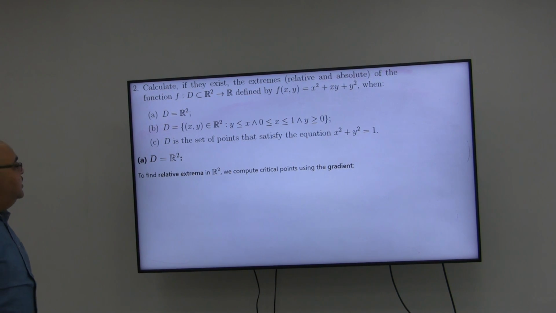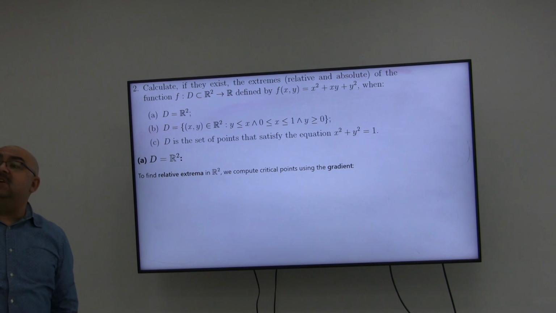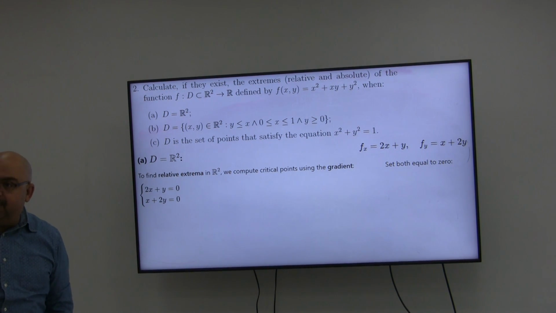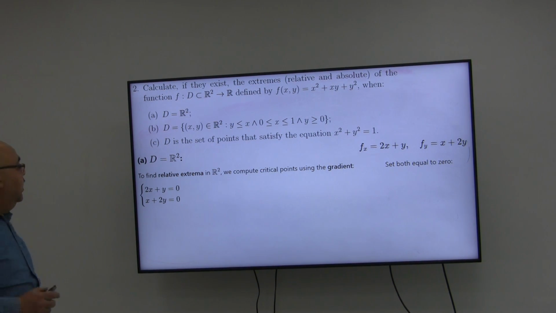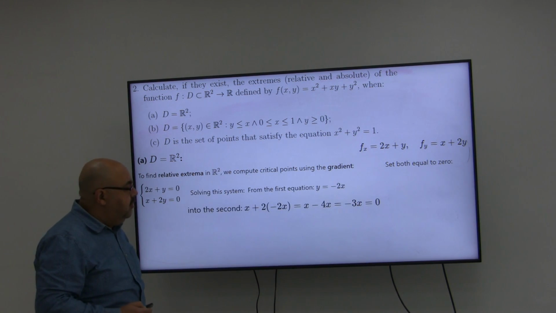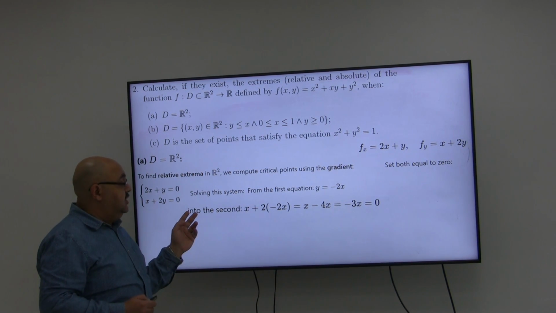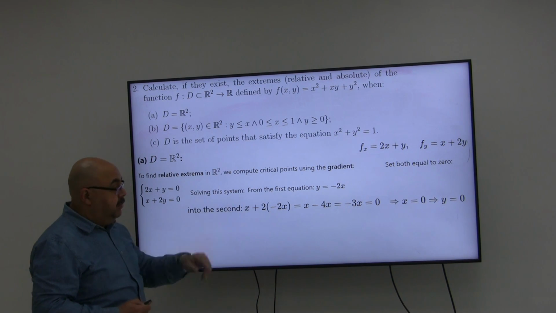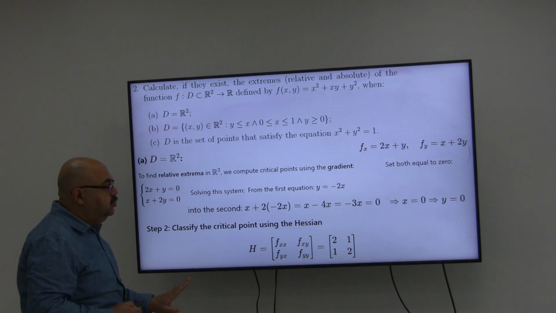So the first case is D equal to R squared. In this case, I will try to find the local critical points, which means I will grab the gradient vector and put the gradient vector equal to 0, because it's an unconstrained optimality. Okay, in this case, I will try to solve this system. y is equal to -2x. Then into the second step, or the second derivative, substituting, now I have the critical point. Now x naught is equal to (0, 0).